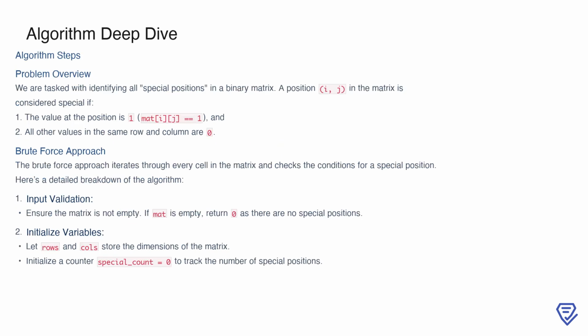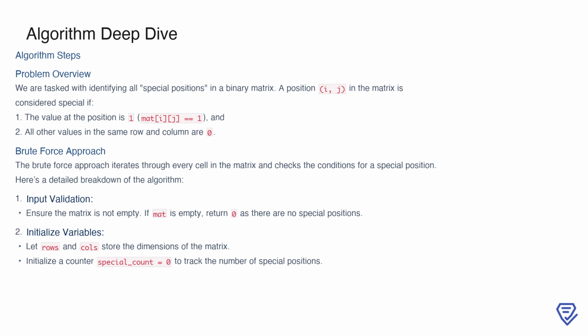To solve the problem of identifying special positions in a binary matrix, we first need to understand the criteria that define a special position. A position (i, j) is special if the value at that position is 1, and all other values in the same row and column are 0.